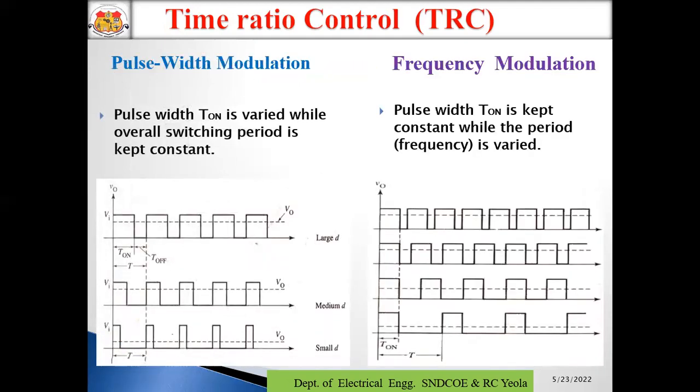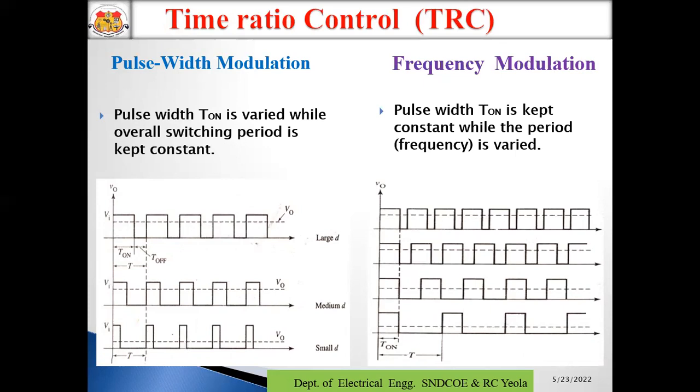Now we can see the difference between the time ratio control methods. As we know, the time ratio control method is divided into two parts: one is the constant frequency system and the other is the variable frequency system. Or we can say pulse width modulation, PWM, and frequency modulation. Let us see what happens in pulse width modulation. The pulse width, or T on time, is varied, while the overall switching period is kept constant.